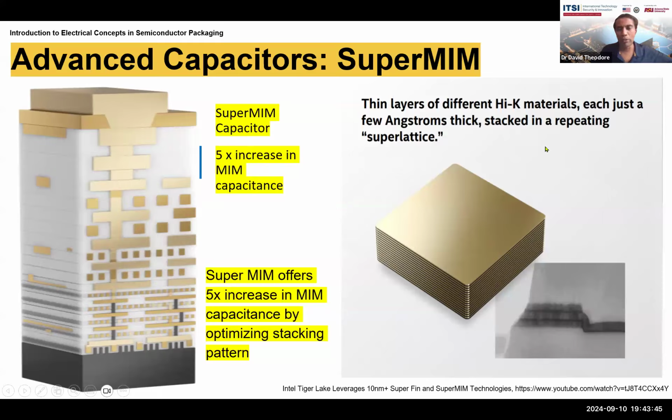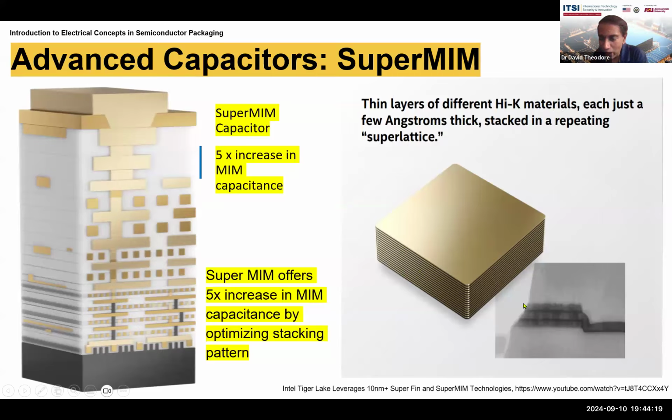So if you look at one of these, here is like a side view of this. And if you look at the side of this, you can see there's a series of layers with different metal layers. The golden layer is a metal layer. The dark layer in between is a dielectric layer. And historically, you would use something like silicon dioxide, SiO2, but you can now use different high dielectric constant materials. Each of these just a few angstroms thick that are stacked in a repeating structure, what's called a superlattice, where you have metal, dielectric, metal, dielectric, metal, dielectric.